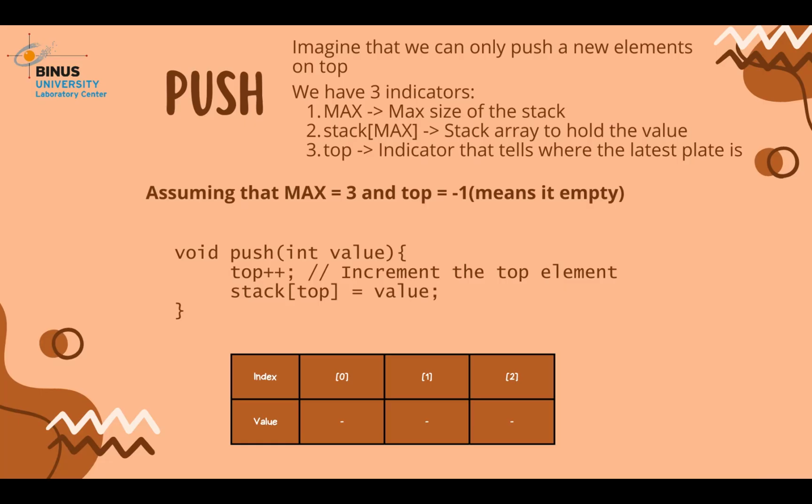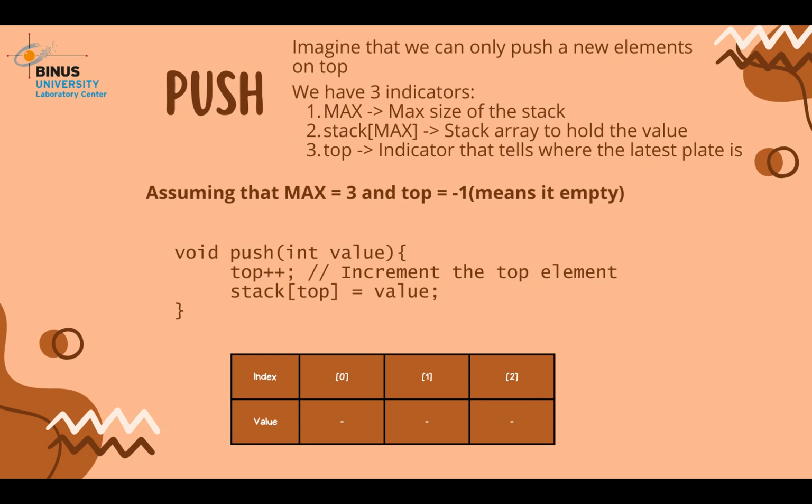Now we're talking about push. Push is like inserting elements. Imagine that we can only push new elements on top, right? And we have three indicators. The first one is max, the maximum size of the stack. The second one is the stack, an array of size max, which holds the values. And the third one is top, the indicator that tells where the latest plate is. We are assuming that max is 3 and top is -1. Top being -1 means the stack is empty.